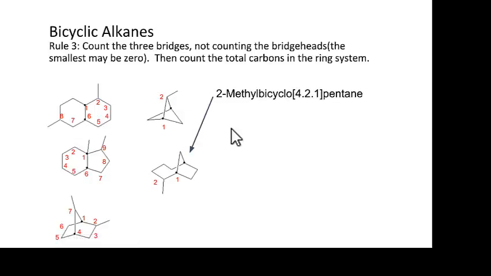And finally this one. Now this is actually the easiest one because all 3 bridges are different lengths, so clearly this is going to be the bridge you're going to number around first. Do we choose this bridgehead or do we choose this bridgehead? Well, in this case, we're going to choose that bridgehead because it gets us to the first branch point sooner. And so this is just 2-methyl bicyclo[4.2.1]pentane.